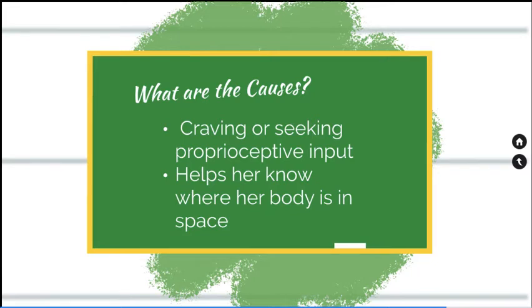What is the cause? The child may need extra proprioception to know where her body is in space because she might have limited awareness of this. The firm pressure from rolling around and kicking her feet helps her process this sense better.